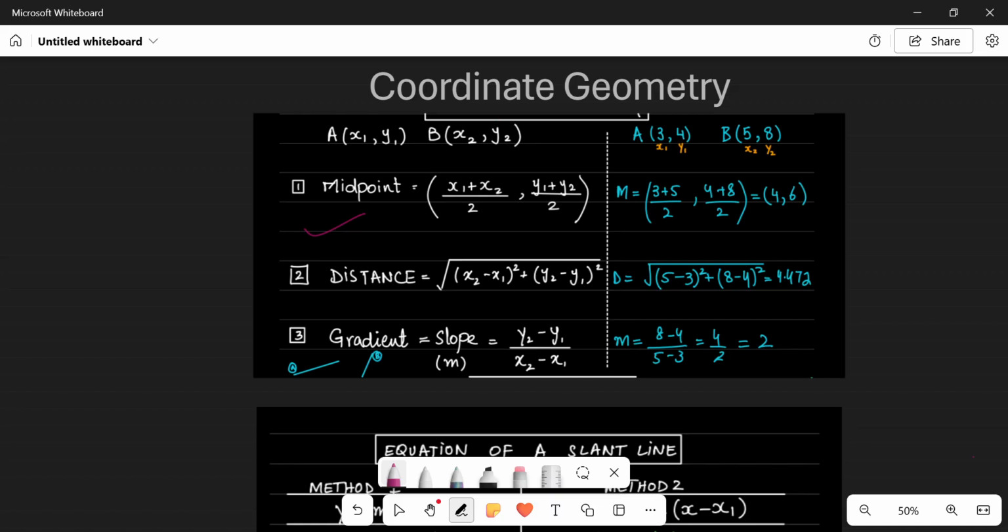And these are the examples solved for you. The distance formula is the square root of (x2 minus x1) the whole square plus (y2 minus y1) the whole square, and this one is solved as an example. The gradient formula, the slope, you people also know, and the example is in front.